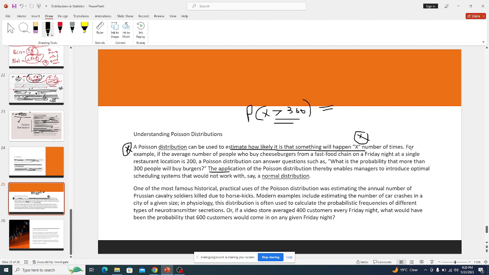Let me reread it. So, for example, if an average number of people who buy cheese from a fast chain, that is, someone is calling. Just a minute.